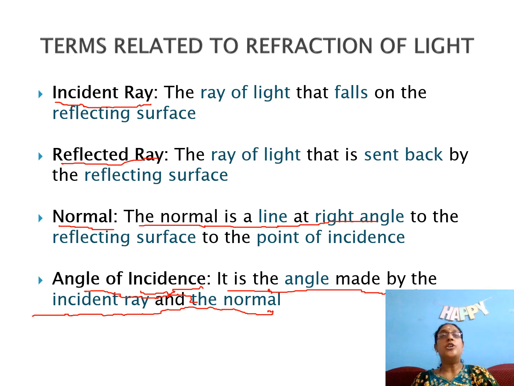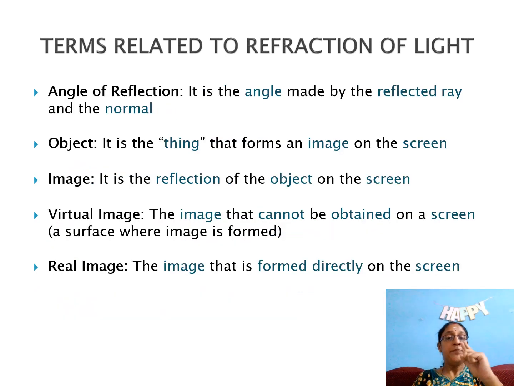So got it, kids? These are the important terms related to the light, and you should know them. What is your incident ray? What is your reflected ray? What is your normal ray? What is your angle of incidence? Got it? We covered the incident ray, the reflected ray, the normal line, and the angle of incidence.